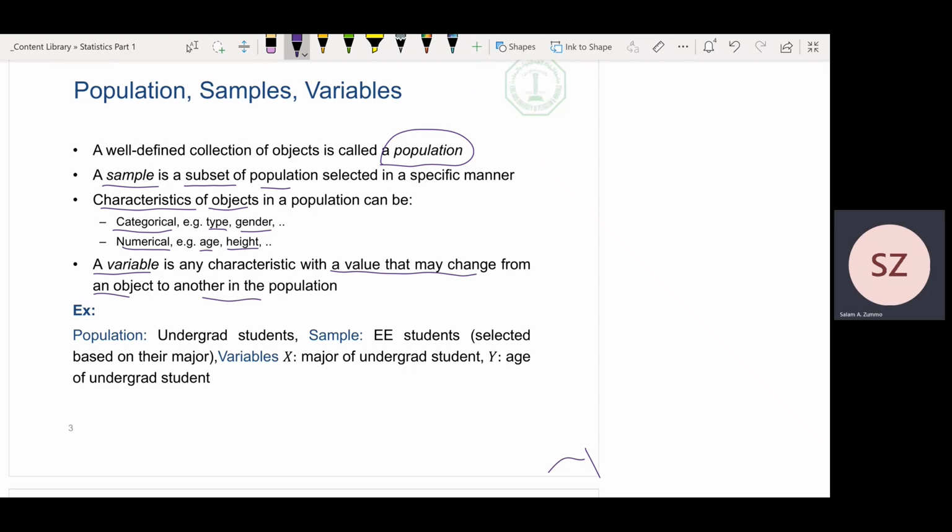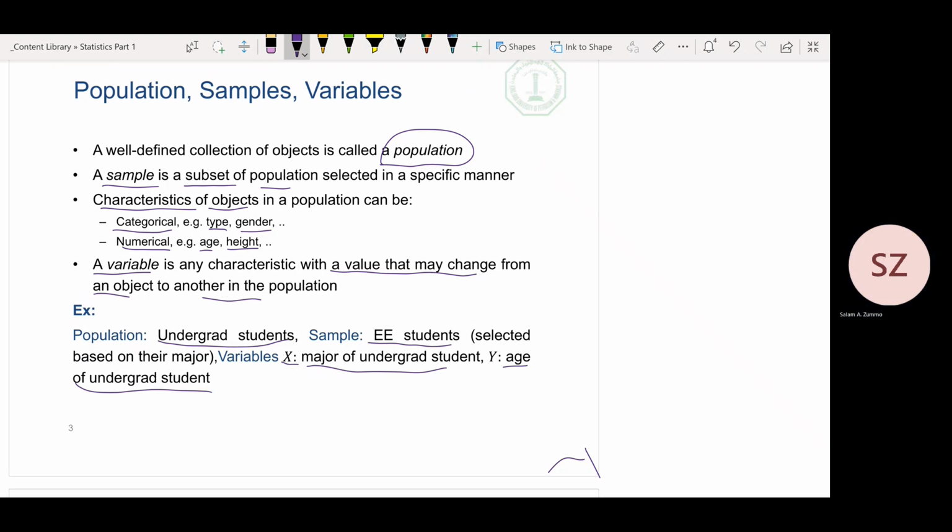So, for example, the population is undergraduate students and the curriculum. The sample is students selected based on their major. You can have students above 3 or not. Another sample: variable X is the major of the undergraduate, Y is the age of the undergraduate, and you can have a third variable like age. Major is a variable, age is a variable, GPA is another variable, and so on.